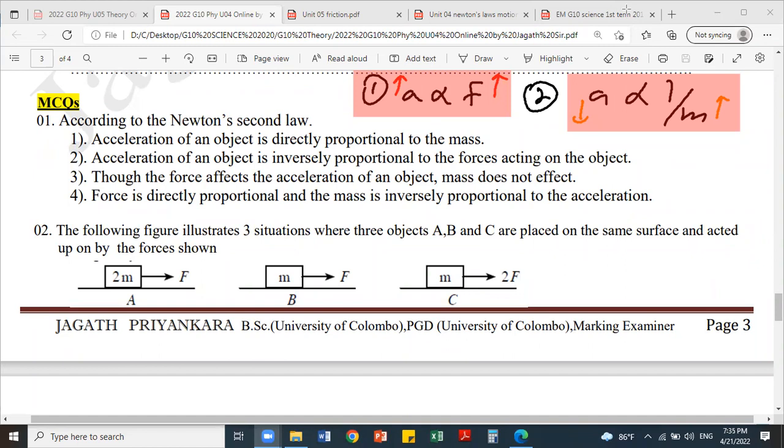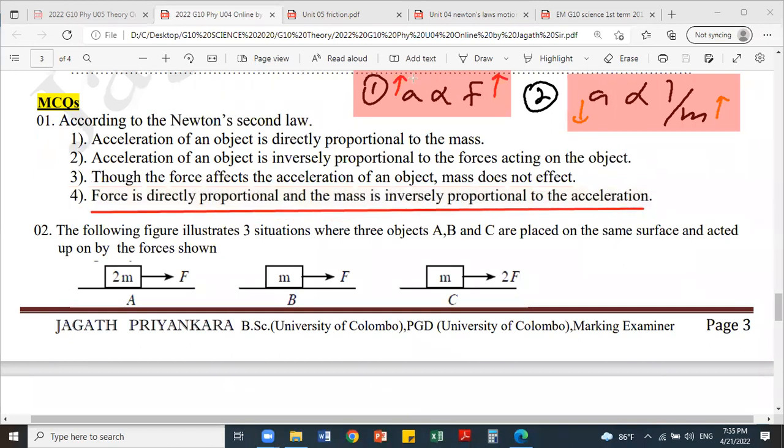Yes, the answer for the first MCQ, fourth answer. Okay. Force is directly proportional and mass is inversely proportional. Yeah, the answer is correct. Very good, Afan. The answer is fourth. Force is directly proportional and the mass is inversely proportional. That is the correct answer for the first MCQ. Very good.